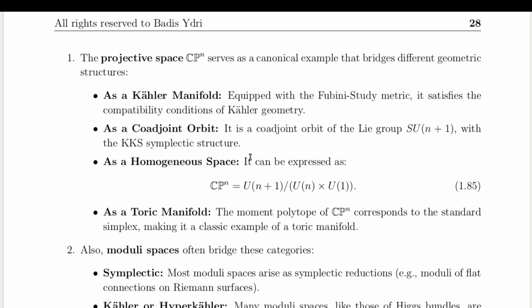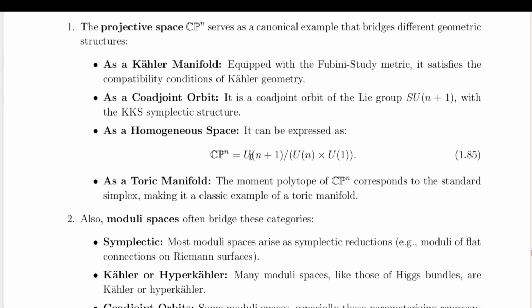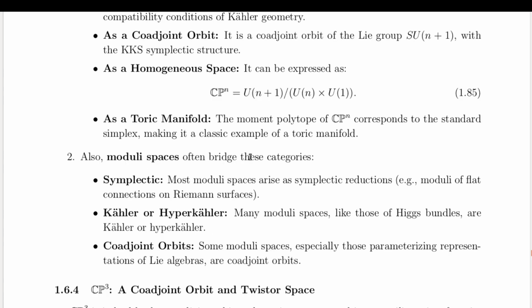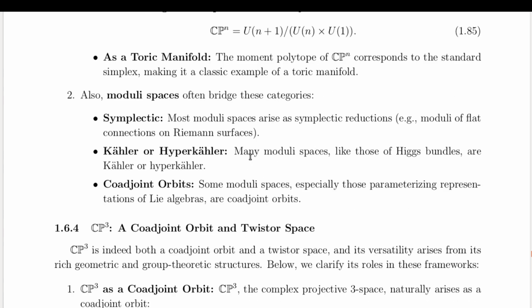Similarly, in gauge theory and sigma models, these spaces encode vacua or constrained solutions, providing insight into physical systems. This dual role, as both a geometric and physical moduli space, highlights the importance of constructions like CPN in bridging abstract geometry with real-world physics.